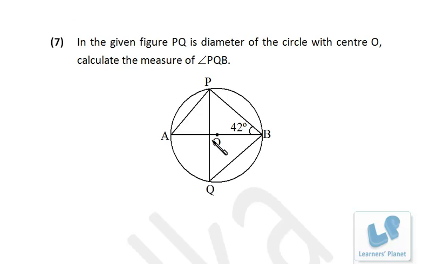Now here in this case, PQ is the diameter of the circle with center O. This is O, not this. Calculate the major angle PQP.